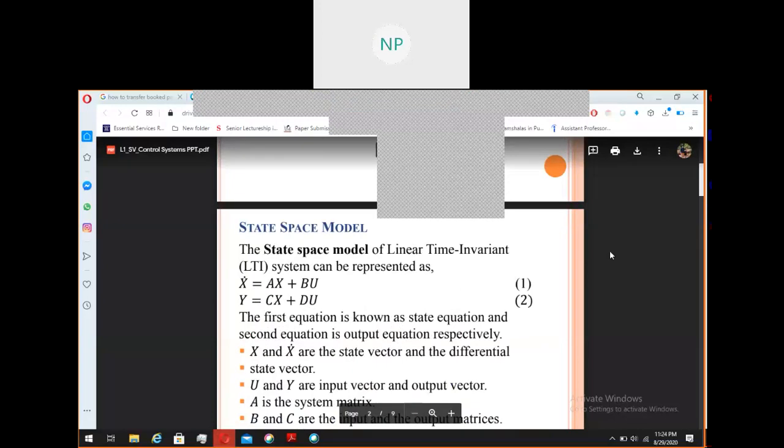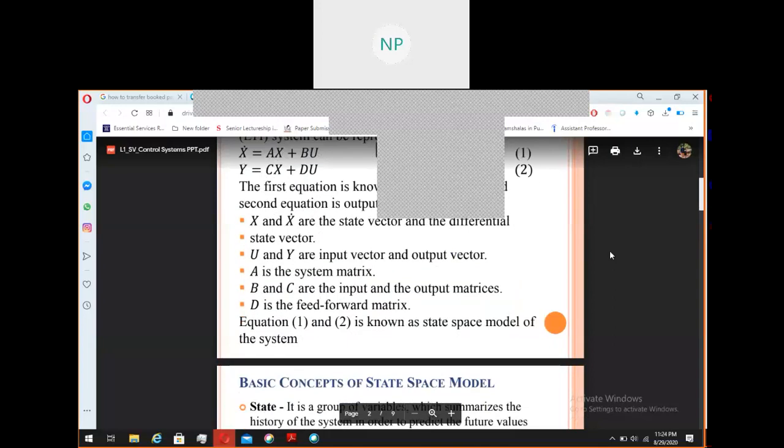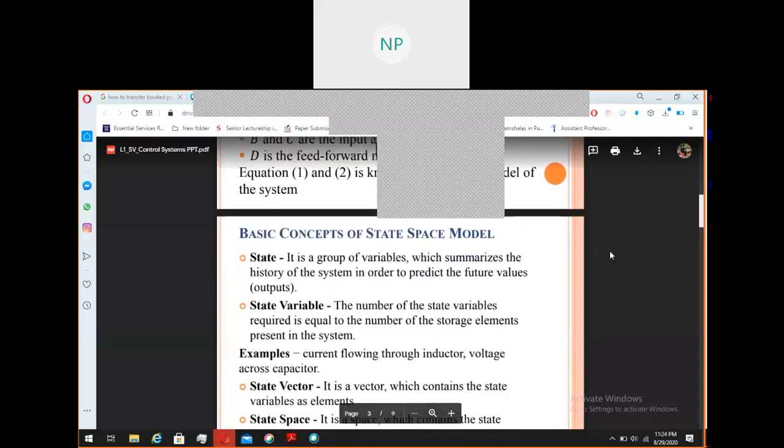x represents the state variable, x dot represents its derivative, y is the output of the system and u is the input to the system. So equations number 1 and 2 depend on the number of state variables we select for defining the state model of a particular system. State means a group of variables which summarizes the history of the system in order to predict the future values, that means output. Now a state variable indicates the state of a variable. So the number of storage elements.